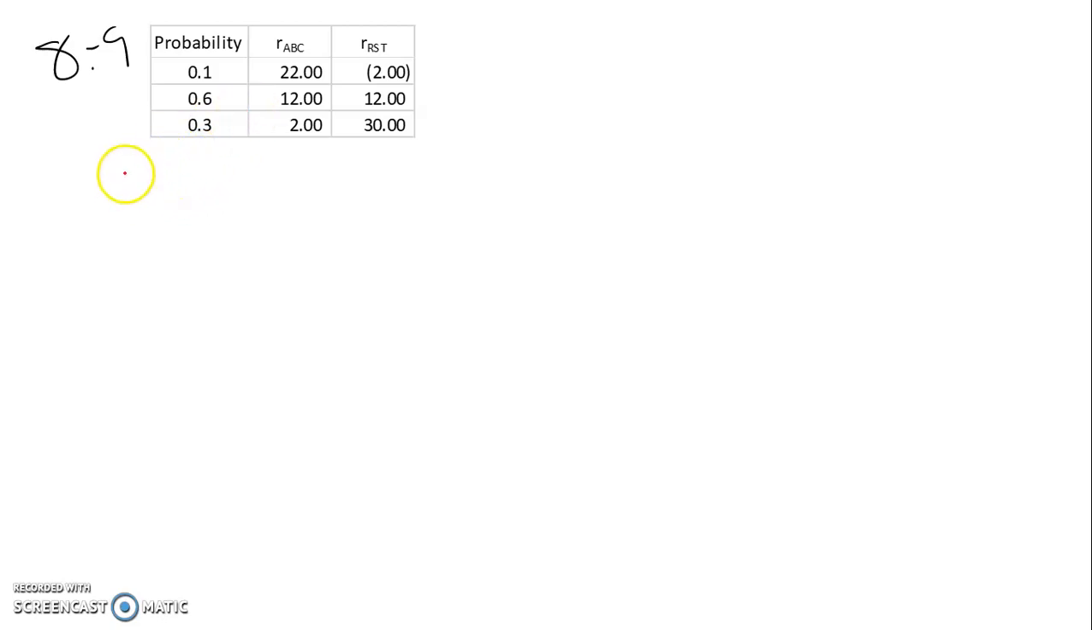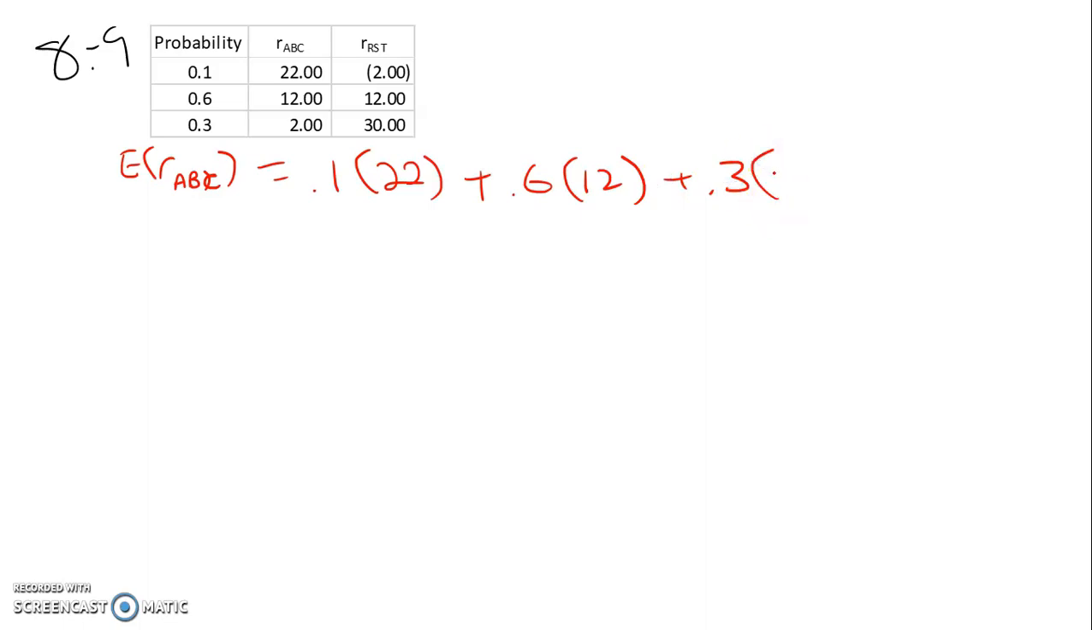So the expected return here for ABC is 0.1 times the 22% plus 0.6 times 12% plus 0.3 times 2%. We multiply those and add them up and get an expected return of 10%.